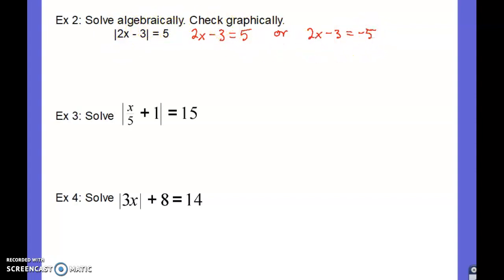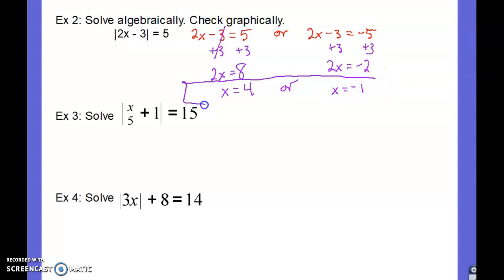And what I like about these types of problems is the work is the same throughout. Your first step is to add 3 over. So you have 2x is equal to 8. And then when you divide by 2, you get x equals 4. Or over here, 2x equals negative 2. When you divide, you get negative 1. So those are your two answers for exercise 2.